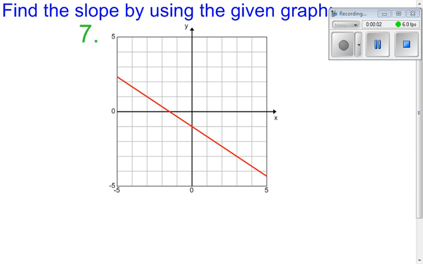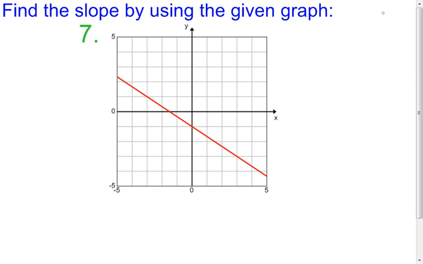We will be looking at finding slope from a graph in this lesson. So here's our first problem, and I want you to pay attention to which direction the line tilts. Because this is moving down as the line moves to the right, I know automatically that this line has a negative slope, okay? I know for sure it has a negative slope. So keep that in mind when you're doing this.